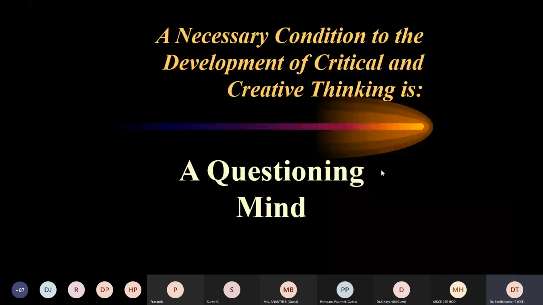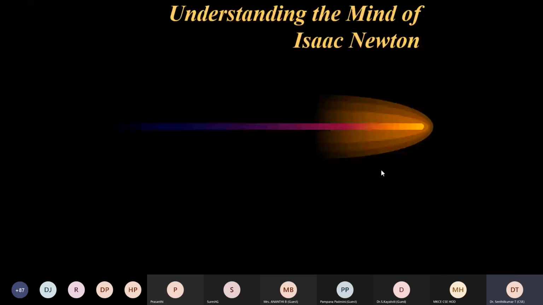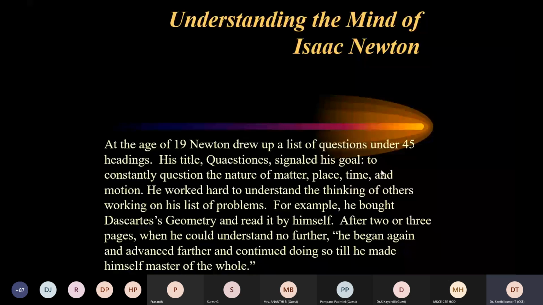So when you want to have critical and creative thinking, you need to have a questioning mind. From experts, as you know, Newton said very nicely that whenever you are trying to make something better, you should question the nature of matter, place, time, and motion. These are the key factors he thought about. He said that every time he looked at problems he was trying to solve, they were more around the nature: why is something happening? Around the nature, he was able to work on problems, and he has dictated his findings as results to all of us.